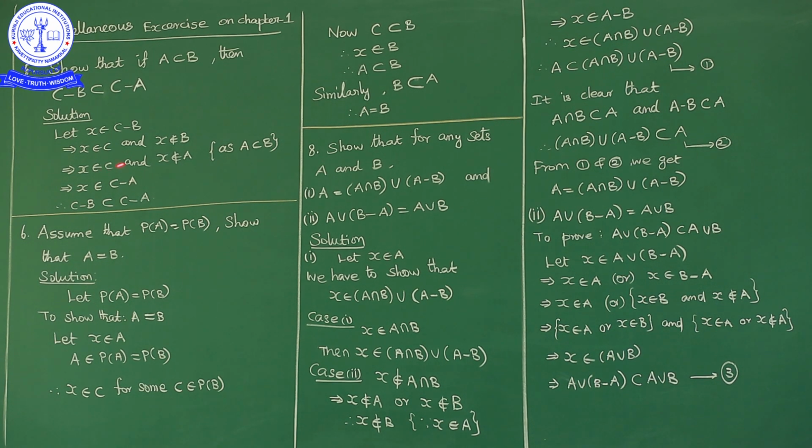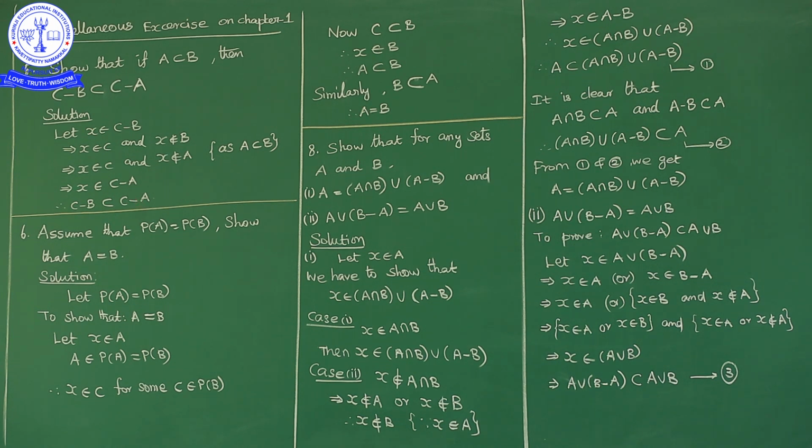So, as x belongs to C and x does not belong to B, obviously x does not belong to A also, as A is a subset of B. Now, x belongs to C and x does not belong to A. If x is an element of C and x is not an element of A, then obviously x is an element of C minus A. Here x is an arbitrary element lying in C minus B. We proved that x is also an element of C minus A. So, C minus B is a subset of C minus A.